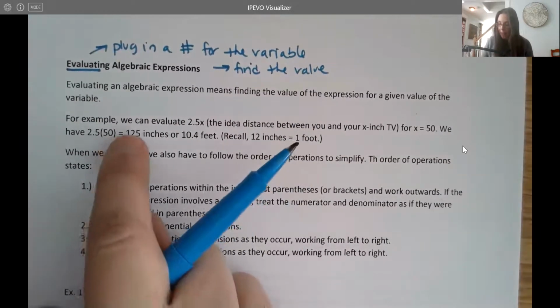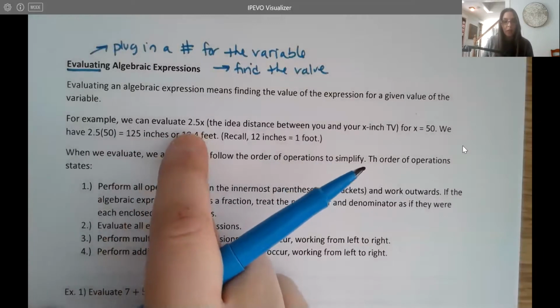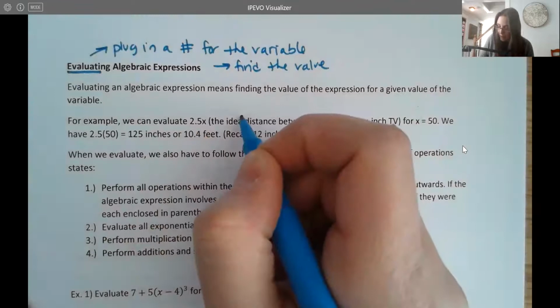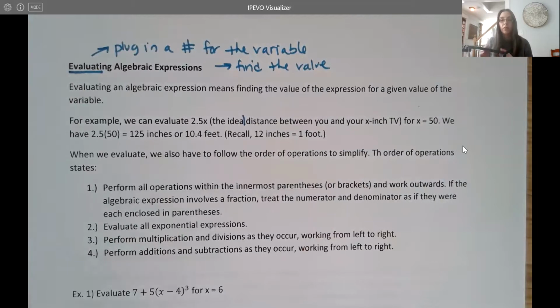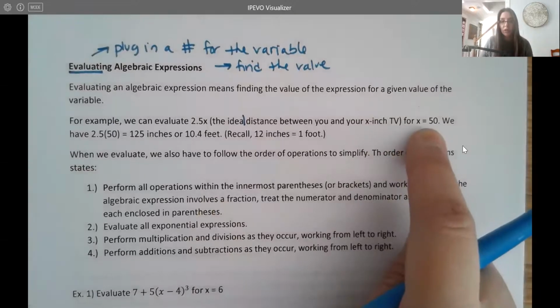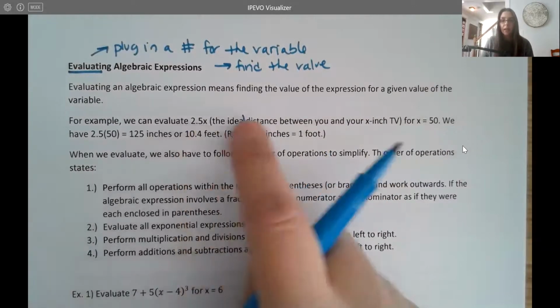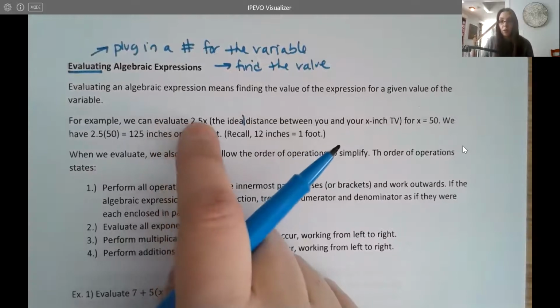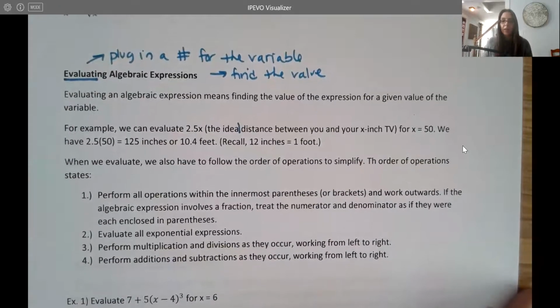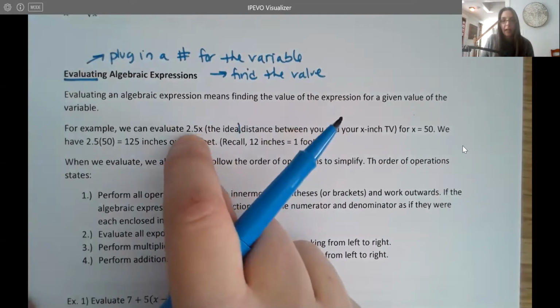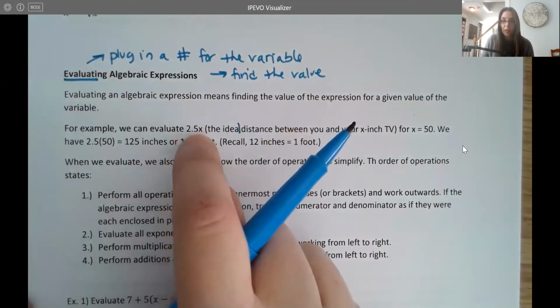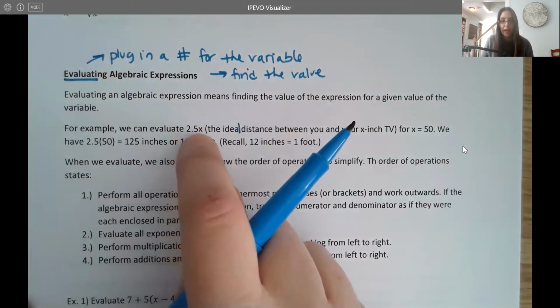So for example, we can evaluate the expression 2.5x. So 2.5x is the ideal distance between you and your TV. So whatever your TV dimension is, right? So if your TV is 50 inches, then you do 2.5 times 50. If it's 32 inches, you would do 2.5 times 32, and so on. So that actually is the ideal distance you should have between you and your TV. Also remember that if there is no symbol in between a number and a variable, it is multiplication. So this means 2.5 times x.